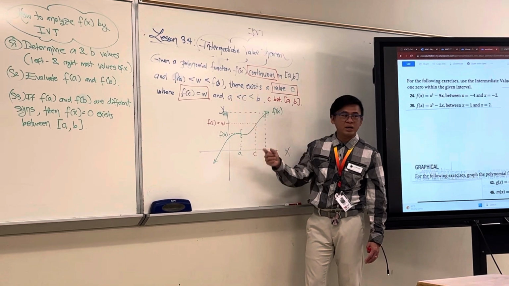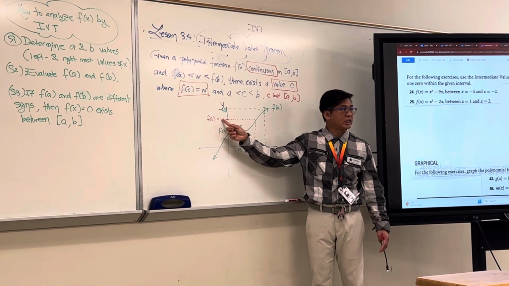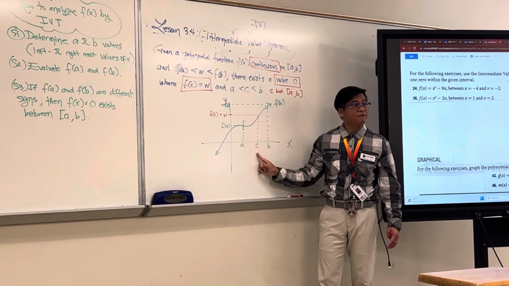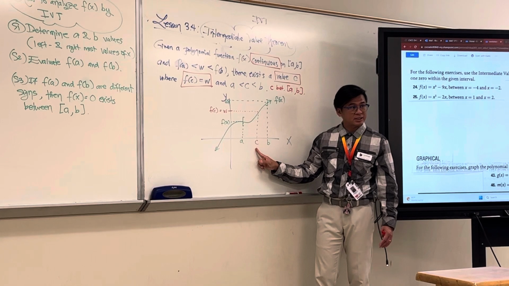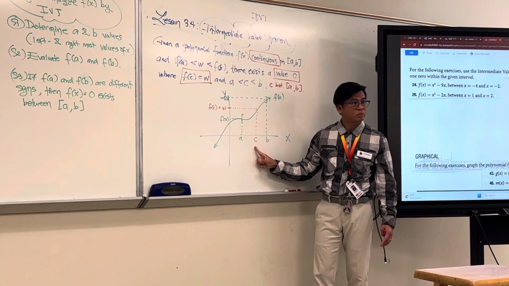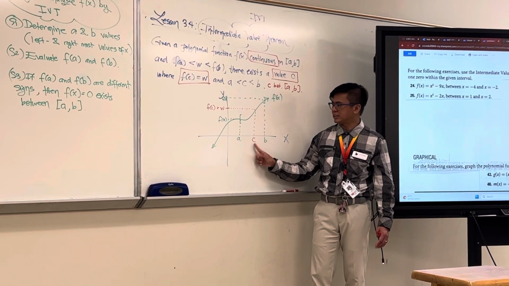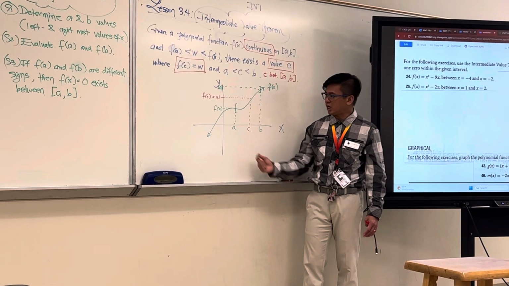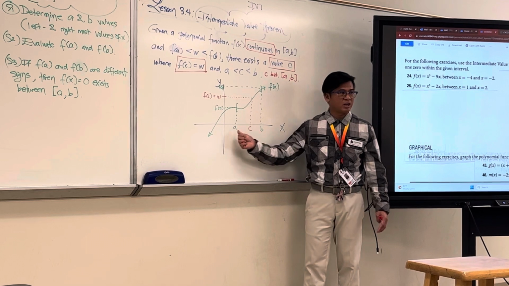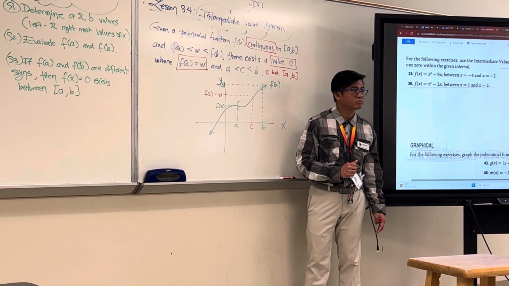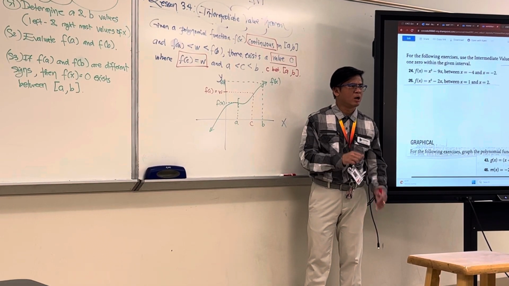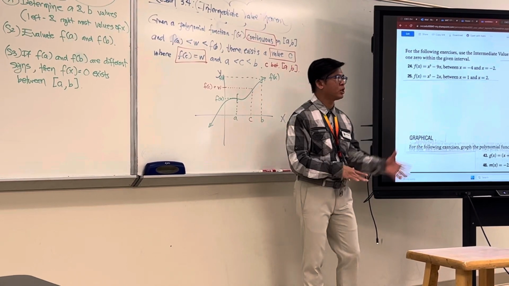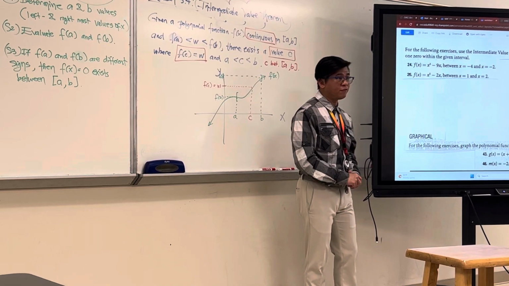Then, that means, since W is a y coordinate, if you trace it back to the function, then there exists an x value, let's call it C, such that that C is in between these two given values of x, a and b. Now, let's see how we use this IVT or intermediate value theorem to answer numbers 24 and 26.